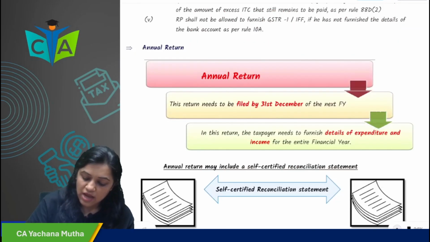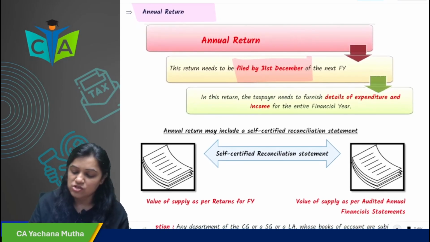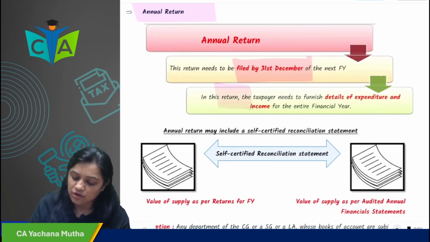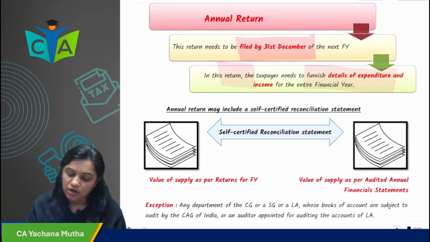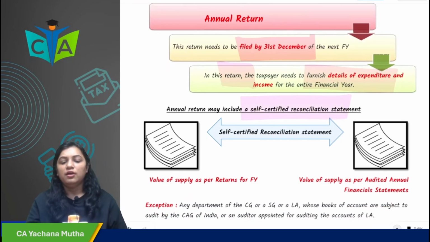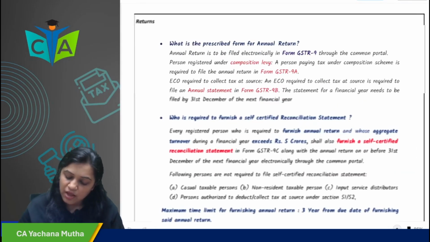IFF, okay. Next, annual return, up till when you have to file: 31st December of the next financial year. In this return, the taxpayer needs to furnish details of expenditure and income of the entire financial year. It may also include a self-certified reconciliation statement. When will it include a self-certified reconciliation statement?